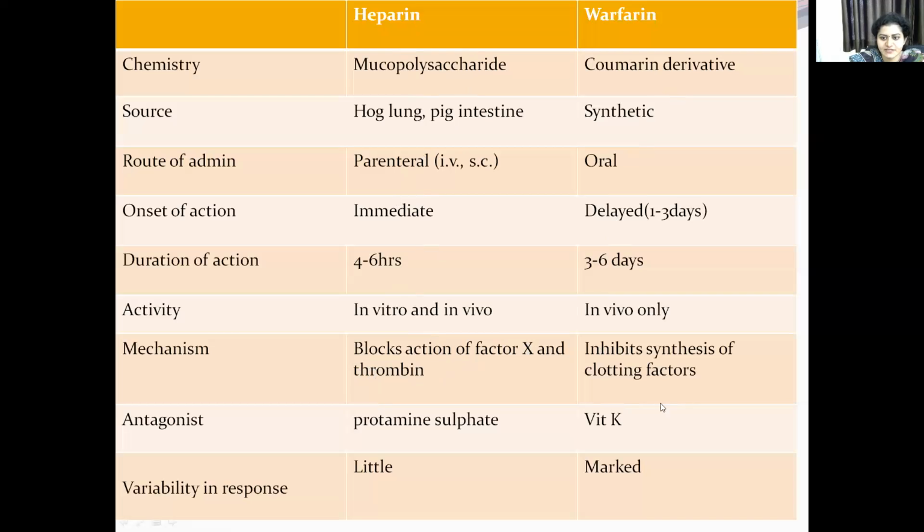Whereas warfarin inhibits vitamin K reductase and inhibits the synthesis of clotting factors, that is factors 2, 7, 9, 10 by the liver. And the antagonist of heparin, as I told, is protamine sulfate. And the warfarin antagonist is vitamin K. Variability in the response is little with heparin, and there is a marked variability in the response in case of warfarin.